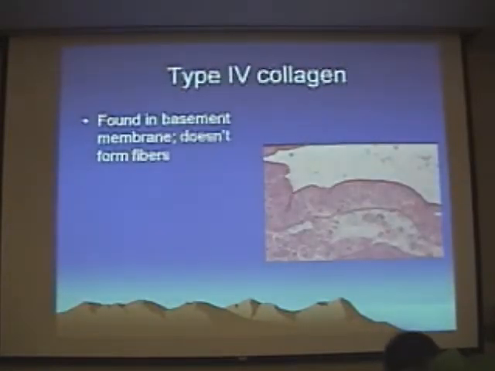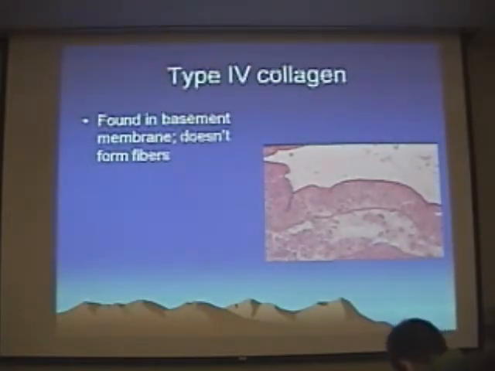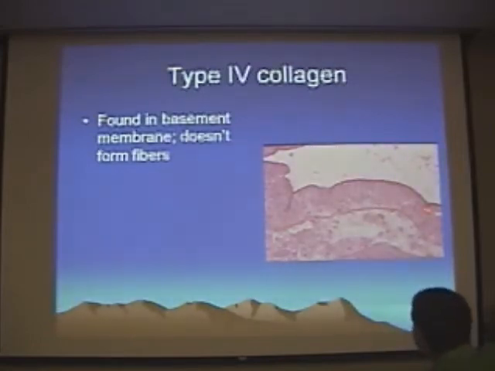Type 4 collagen is restricted to the basement membrane. It also does not form fibers, but instead tends to form sheets. So it forms a felted meshwork that is used to support epithelia. So when you look at the basement membrane, that is composed of type 4 collagen.